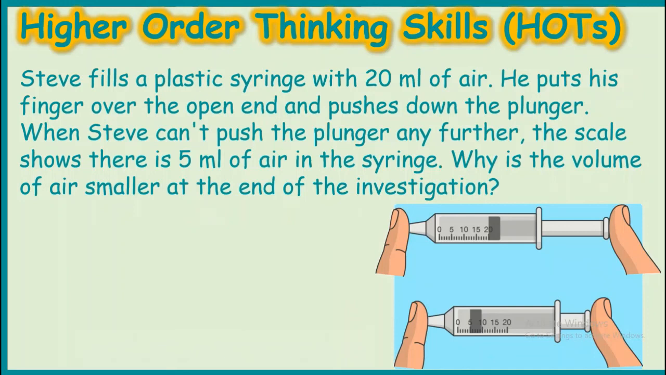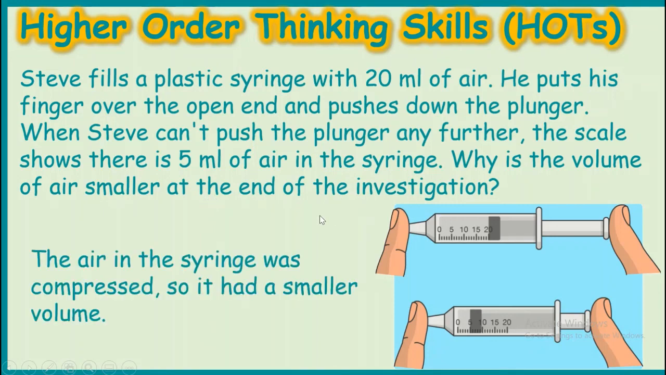High order thinking question. Steve fills a plastic syringe with 20 ml of air. He puts his finger over the open end and pushes down the plunger. Now this is called the plunger, this one. When Steve can't push the plunger any further, the scale shows there is 5 milliliters of air in the syringe. Why is the volume of air smaller at the end of the investigation? So the answer is the air in the syringe was compressed, so it had a smaller volume.